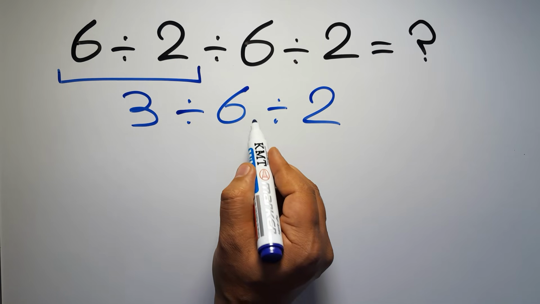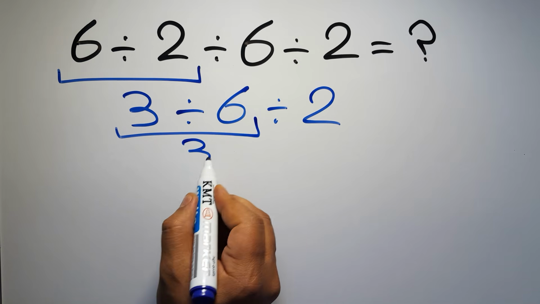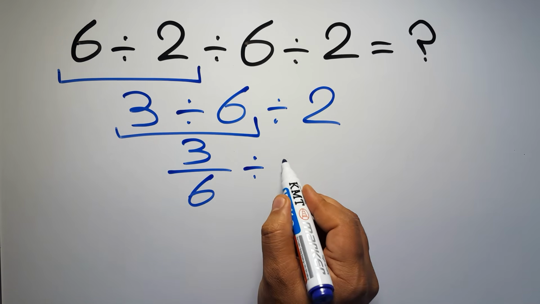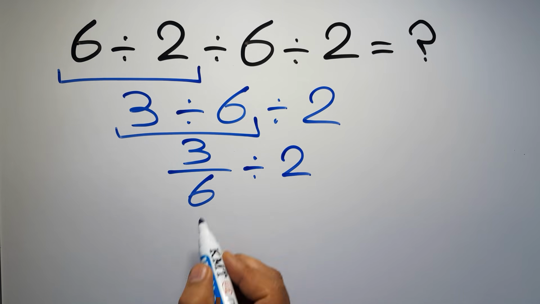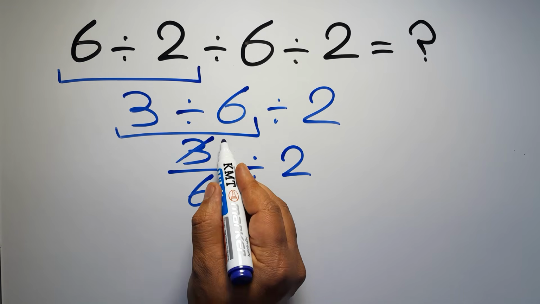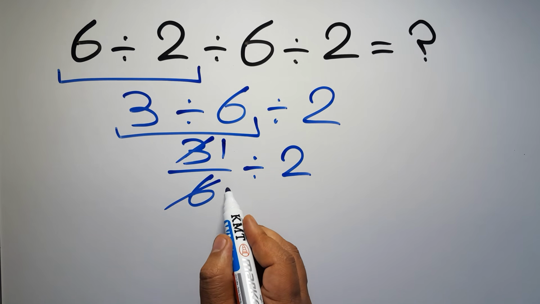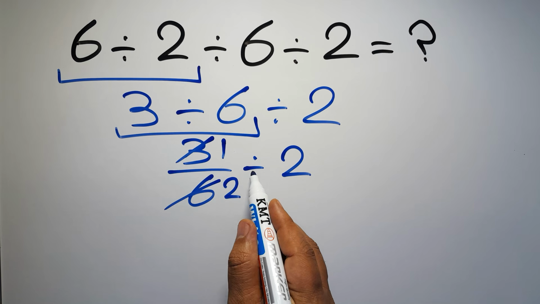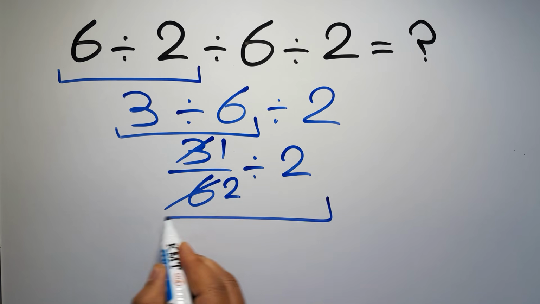3 divided by 6 can be written as 3 over 6. Then divided by 2. Now, let's simplify this fraction. 3 divided by 3 gives us 1 and 6 divided by 3 equals 2. So we have 1 over 2 then divided by 2.